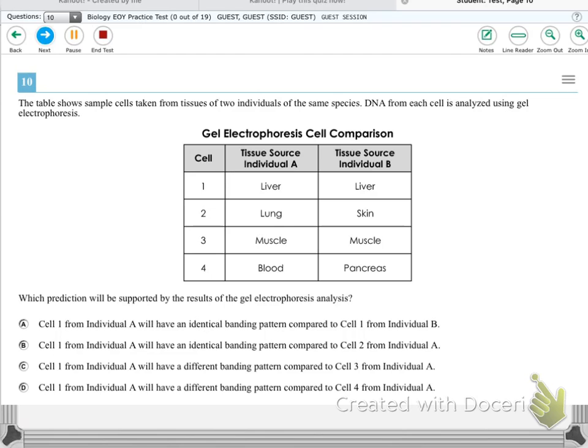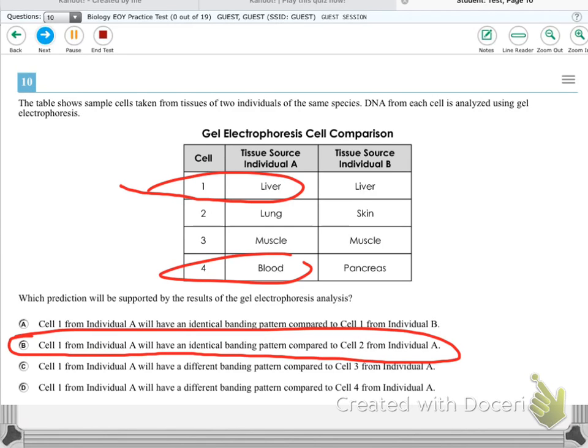And the banding pattern is how you match DNA. So kind of like in those karyotypes, you can see stripes on the chromosome. When they run the entire DNA, they see a set of different color stripes. So the question is, which prediction will be supported by the results of the gel electrophoresis? So, in other words, what are they going to find? Pause. Okay. So we've got that nailed down.